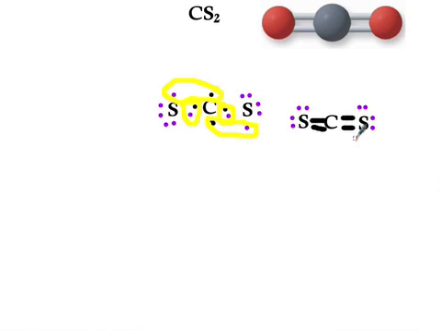I hope this helps you understand how to draw Lewis structures. You always start with the central atom, and you're going to note the number of valence shell electrons in each element present.